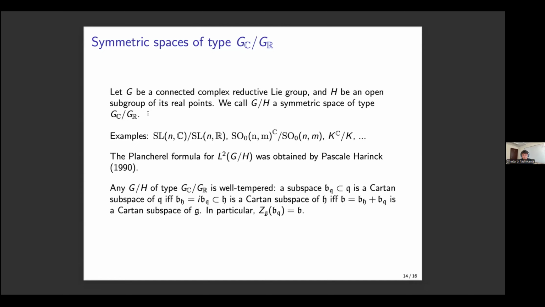So this is a class I call type GC mod GR, and the Plancherel formula was obtained by Pascal Link, before this more general theorem I told you. This is a class I want to pay attention to, because we can describe the K-theory of the C star algebra for this class very nicely. So that's the next, almost last, slide.